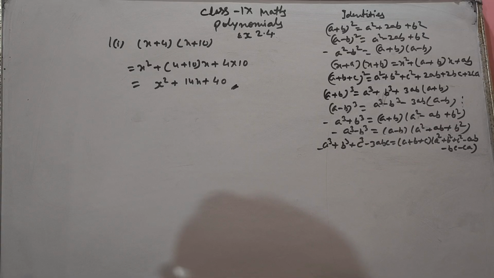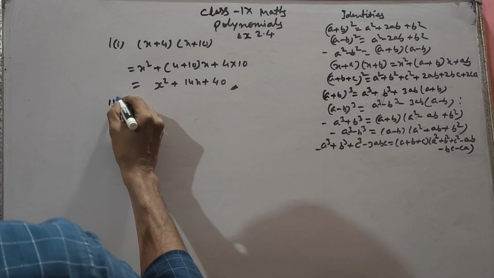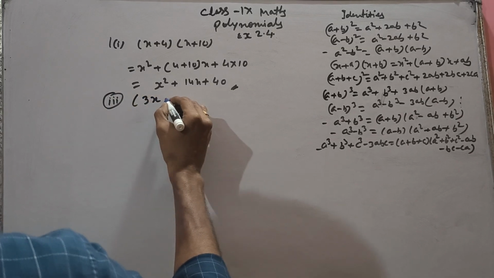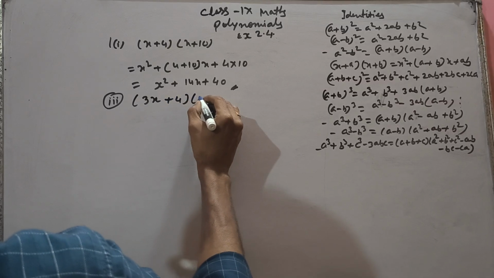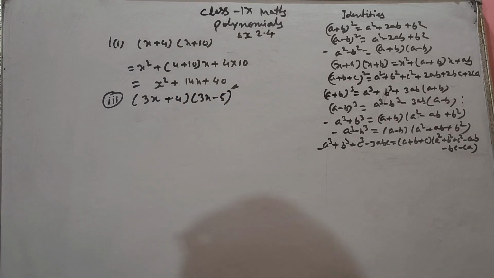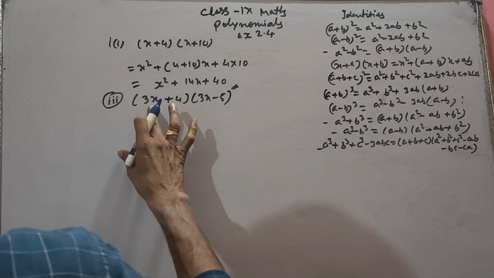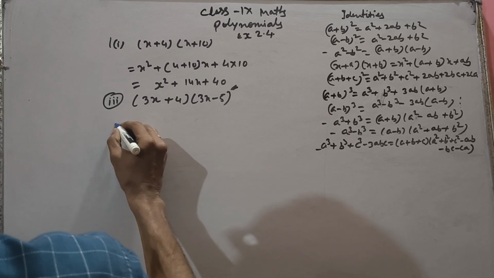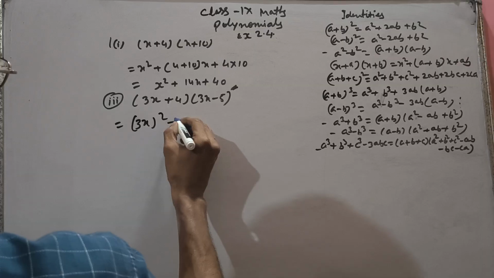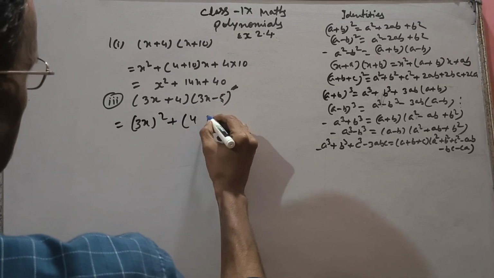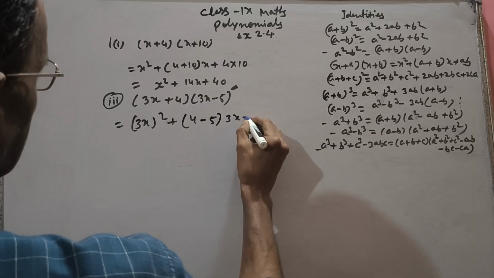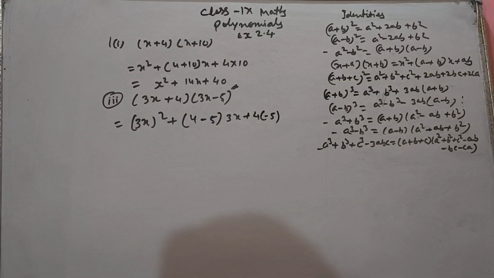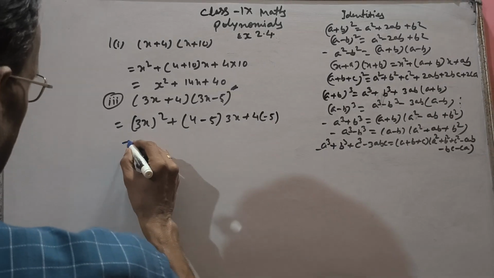Question number 2 is also the same, but 3 uses a different formula. So 2 you can do yourself as an exercise. This is (3x plus 4) into (3x minus 5), same thing only. This is also in the form of (x plus a) into (x plus b), but b is minus 5. So we will use x squared plus (a plus b) into 3x plus a into b, what will we write? 4 into minus 5. Okay, just simplify now.